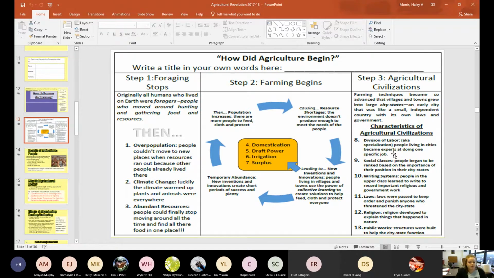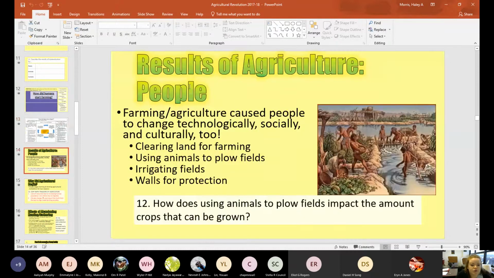Religion, you also see religion develop to explain things that happened in nature. So religion develops as belief systems about things that are already occurring in nature. And public works, you see structures being built to help the city-state function. So different buildings, different structures like bridges, aqueducts, canals, irrigation systems, things like that will help the city-state function. All right, results of agriculture.